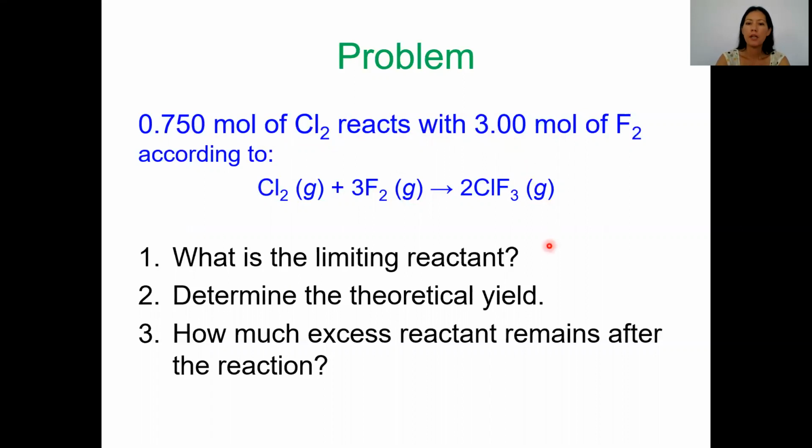I need us to figure out how to answer these 3 problems. What's the limiting reactant? What's the theoretical yield? And how much excess reactant remains? You guys can take a stab at this. You could pause and work these problems. I haven't shown you how to do the excess reactant, but you can try that as well. And then unpause and I'm going to go over it.